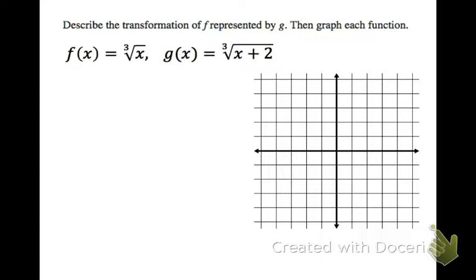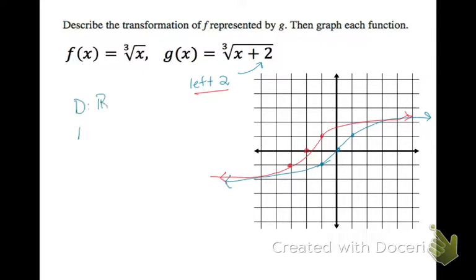Let's try another one. Notice we've switched to a cube root function, so you're going to need to switch your parent function in your mind. And let's identify the transformation. That's going to be a shift left 2 because that number is underneath the root. Now remember those basic points from the parent cube root function. So we graphed 0, 0, 1, 1, negative 1, negative 1. And then go ahead and draw your curve. So this is the parent function. Now I'm going to, in red, shift each of those points to the left 2 and draw that transformed curve.